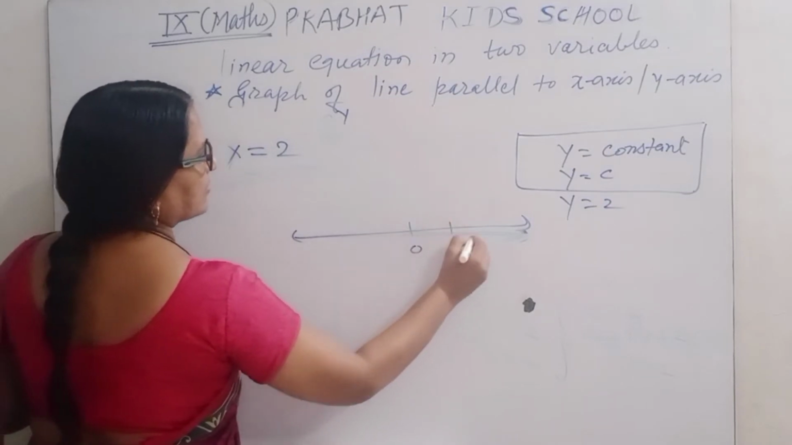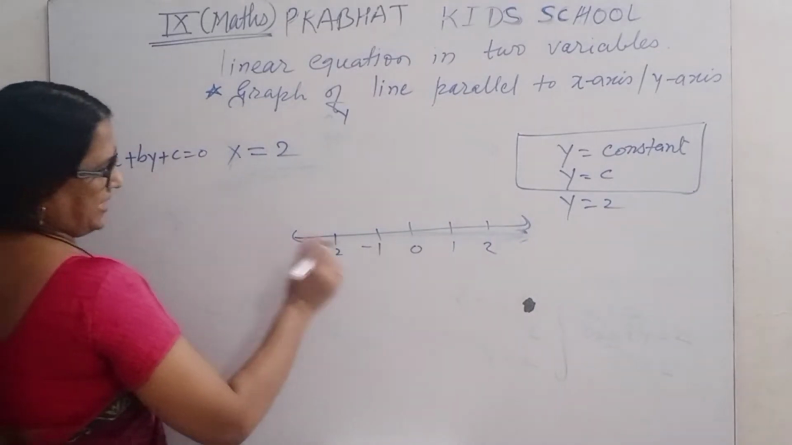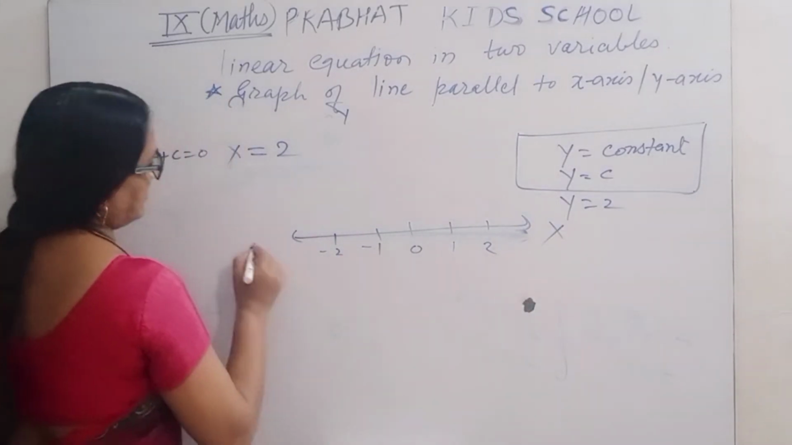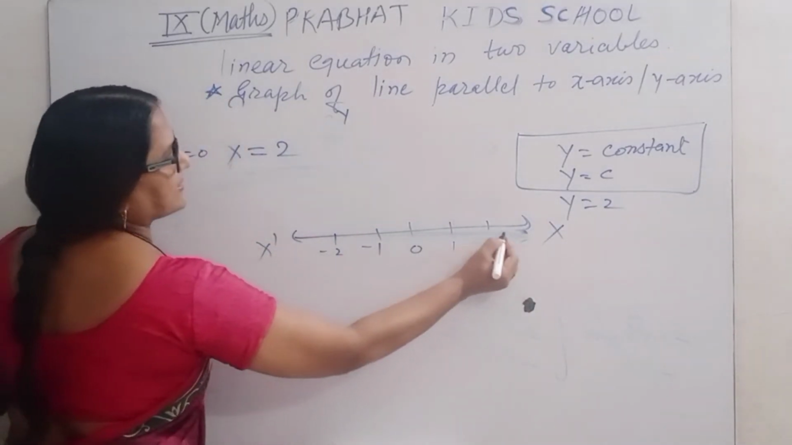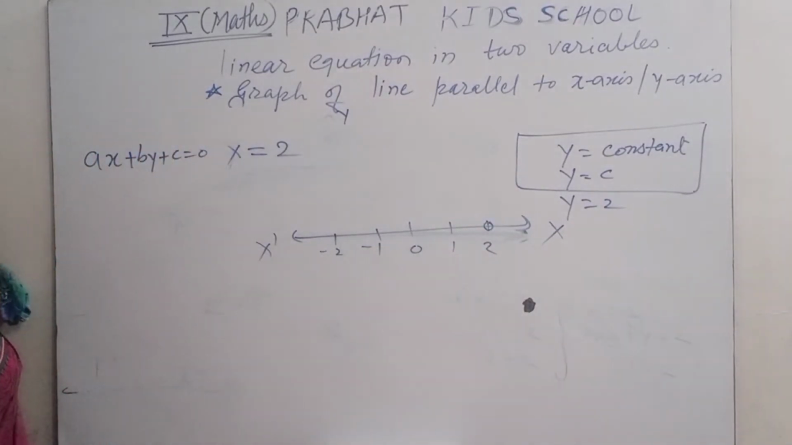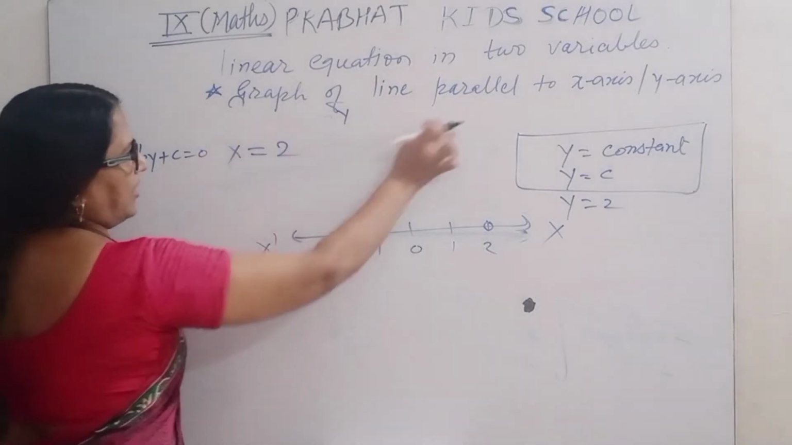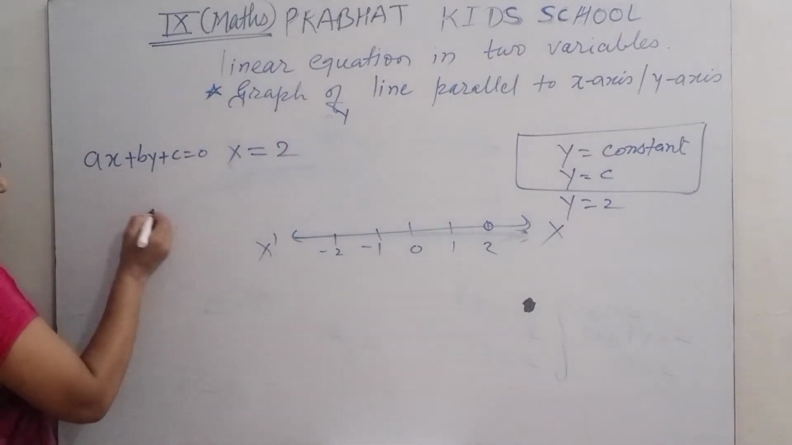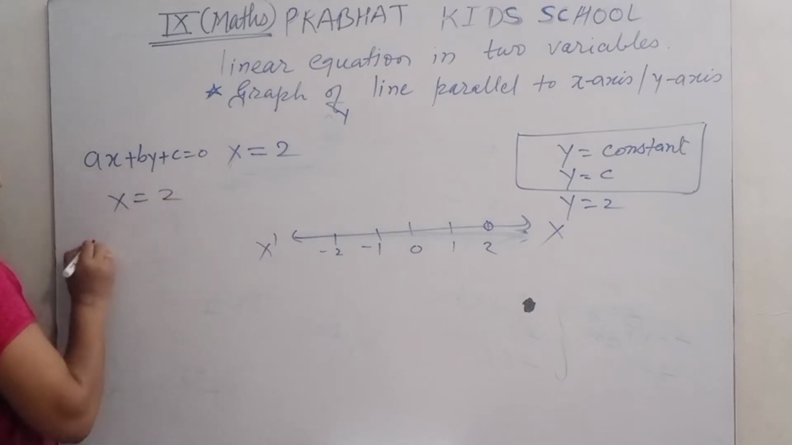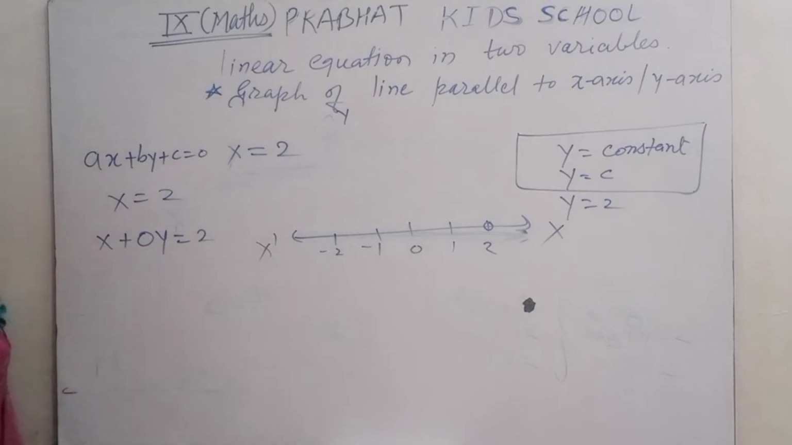0, 1, 2, then minus 1, minus 2. This is the line x equal to 2. But we have to arrange this equation in two variables. Then the equation is x equal to 2, so x plus 0y is equal to 2.